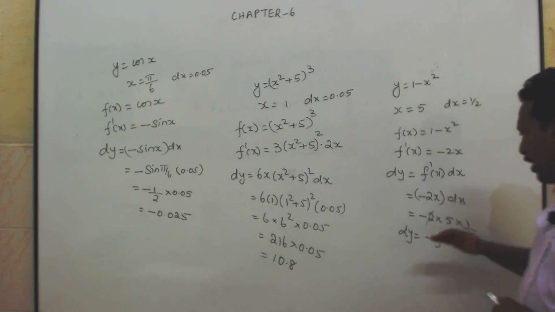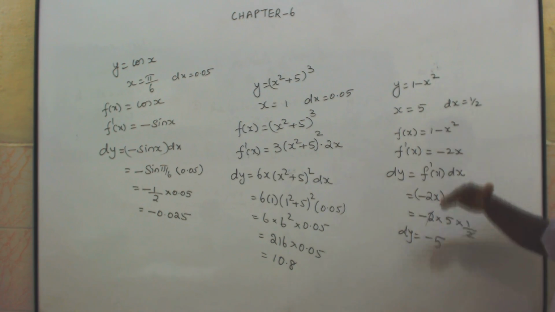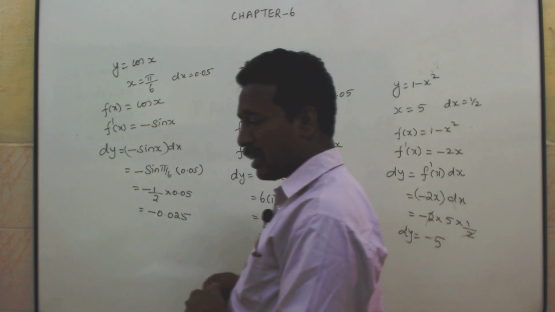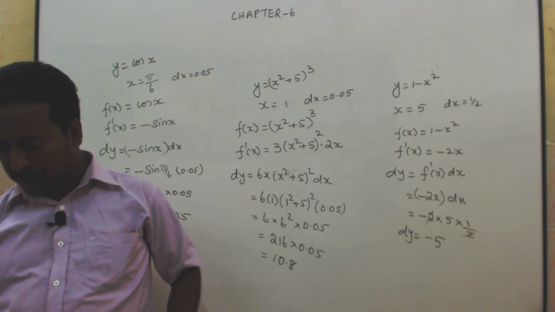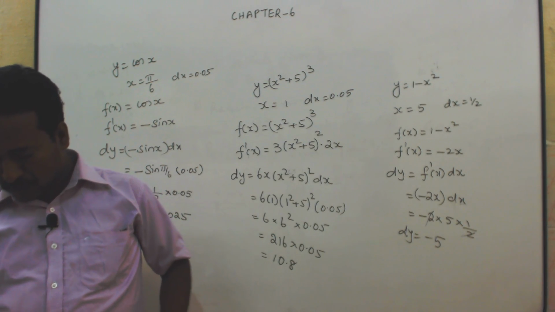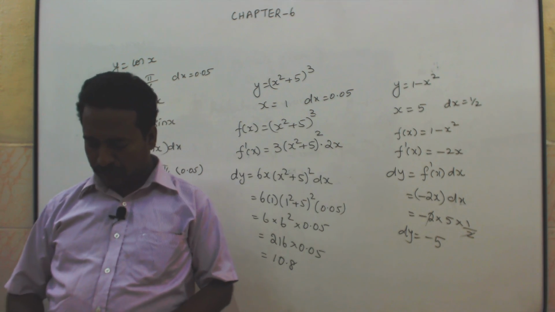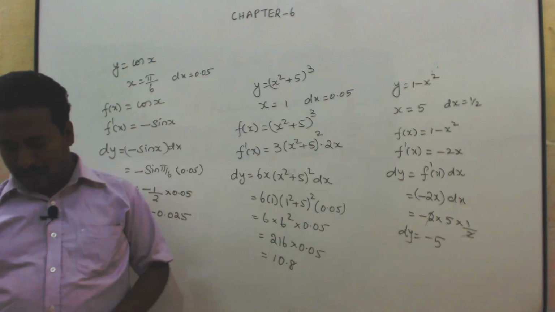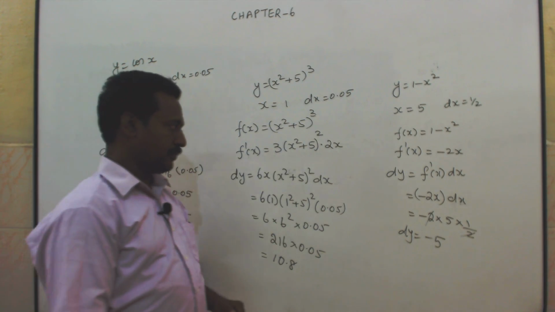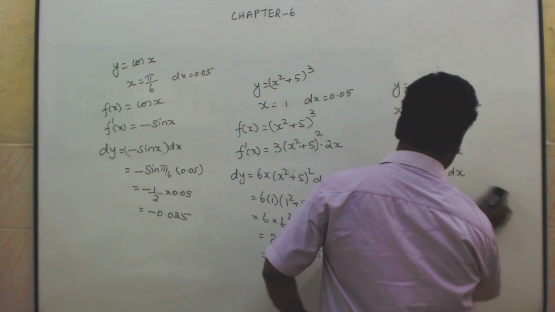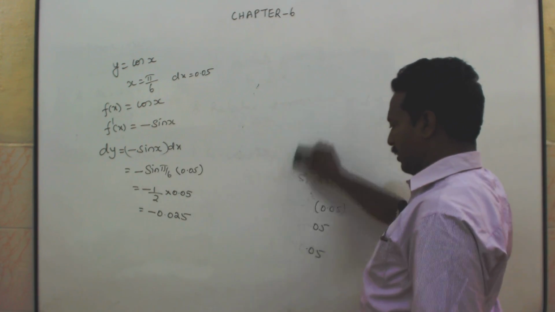In the previous problem we have to stop up to this. Here the value of x and dx are given, that is why we can substitute and simplify. The same method, some of the examples given in the book. Example number 6.1 and 6.2. 6.2 is somewhat different. I will do 6.2 first. Just I will give the idea.